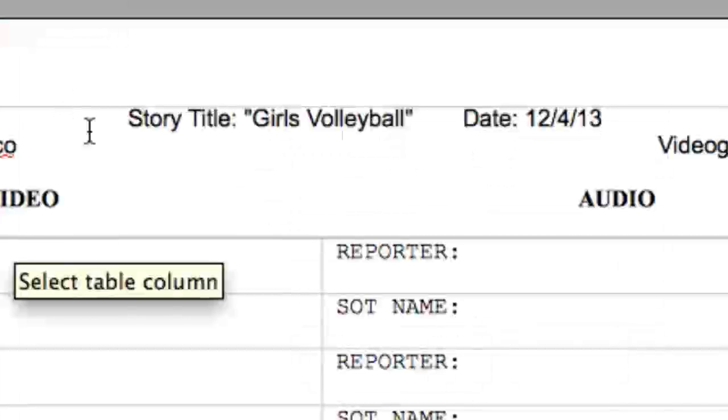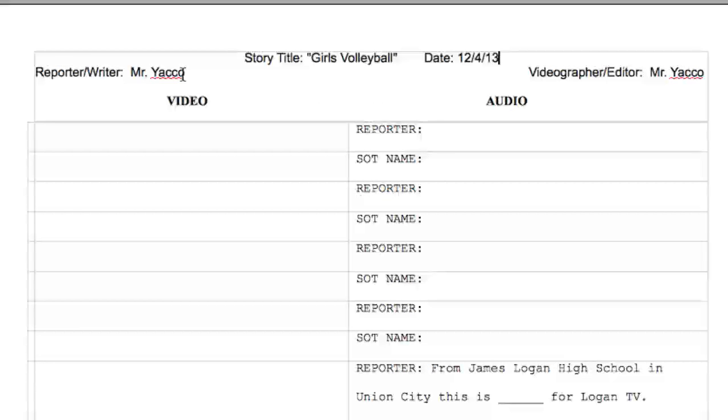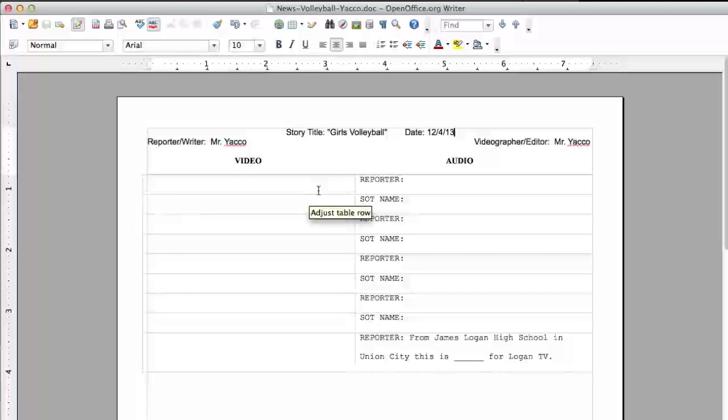So go ahead and fill in both the story title, in this case I've given it the name Girls Volleyball, put in the date, put in the name of the reporter-writer, and go ahead and put in the name of the videographer-editor for your story. Once the header is filled in, save your script, then open your Adobe Premiere CS6 News Story project.